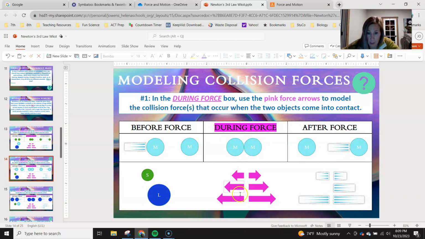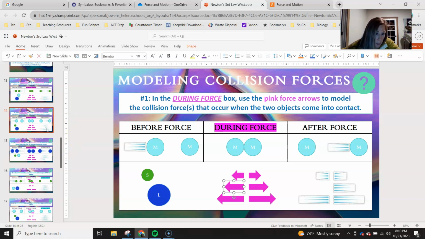For this one, I'm using the during force, so I'm going to use the pink arrows. Again, it really doesn't matter what size arrow. Logically, medium makes the most sense to me because they're medium objects moving at about a medium speed, so I would say about a medium force is accurate. So when they collide, they're going to hit each other with medium force going in opposite directions. So both of those will be medium force. Okay, so you'll go ahead and work through these examples.